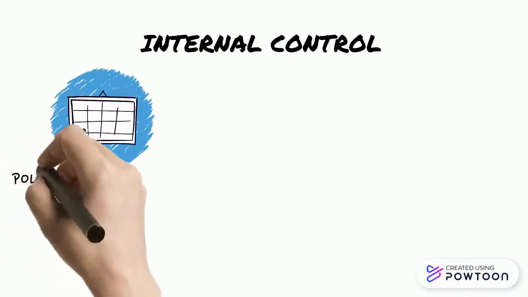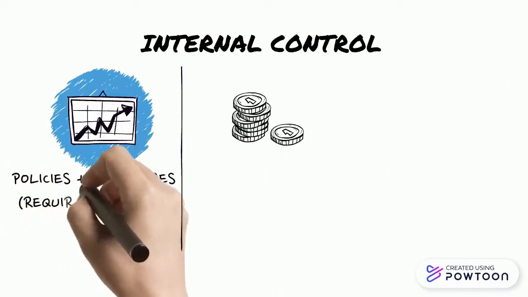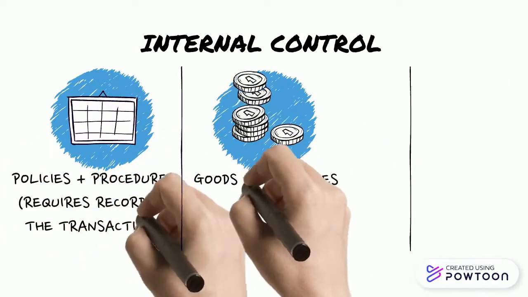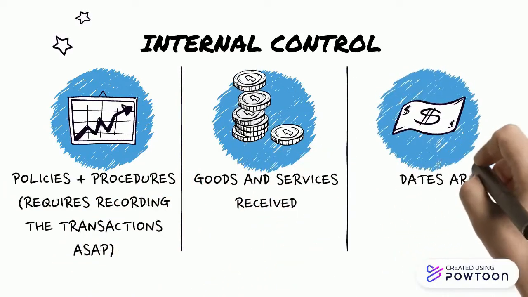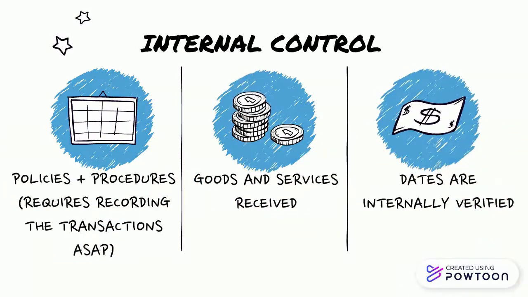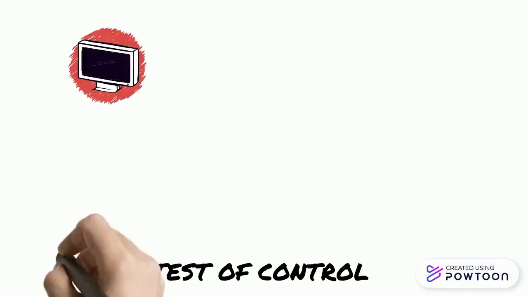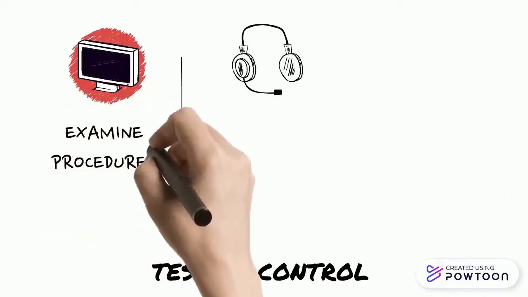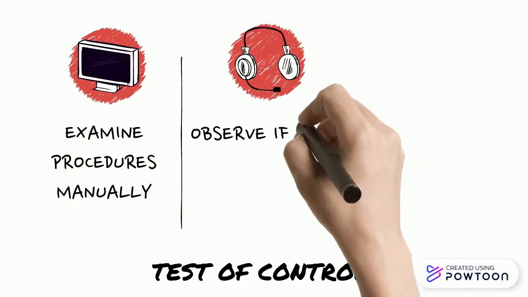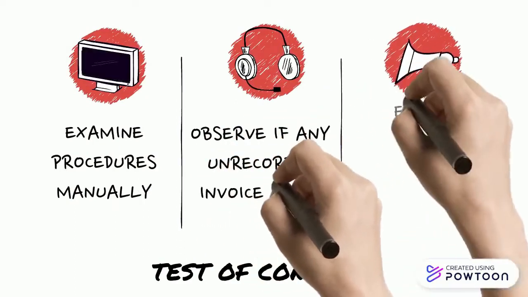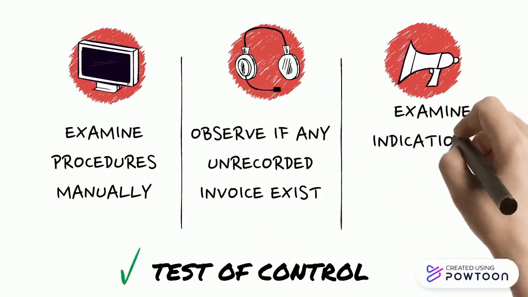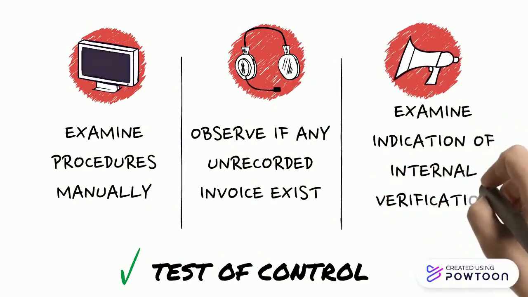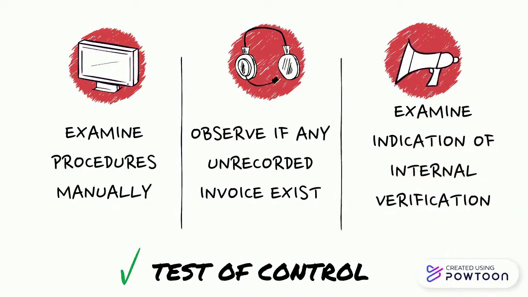For the internal control, the policies and procedures require recording transactions as soon as possible after goods and services have been received. Also, dates are internally verified. There are two audit procedures. For the first, test of control, to examine procedures manual and observe whether unrecorded vendors' invoices exist, and to examine indication of internal verification.